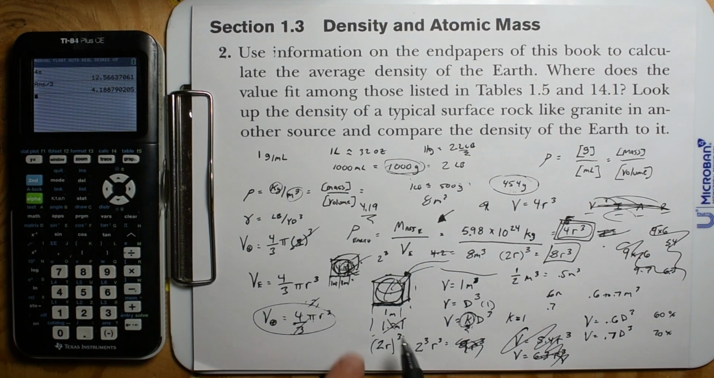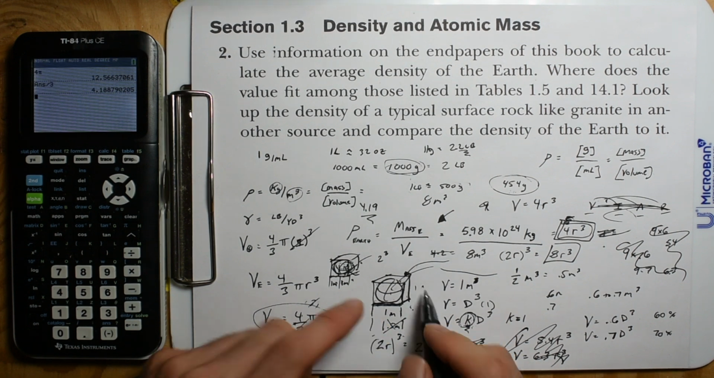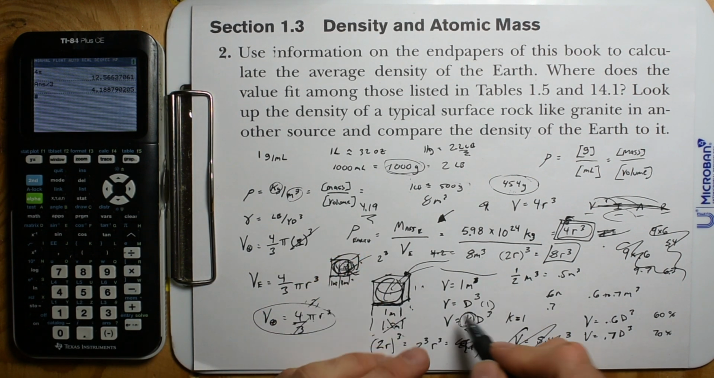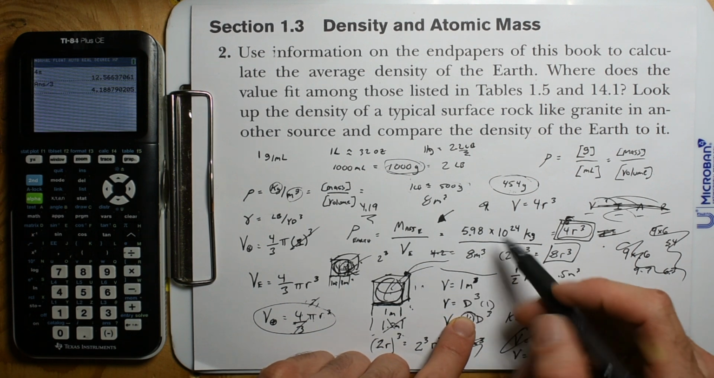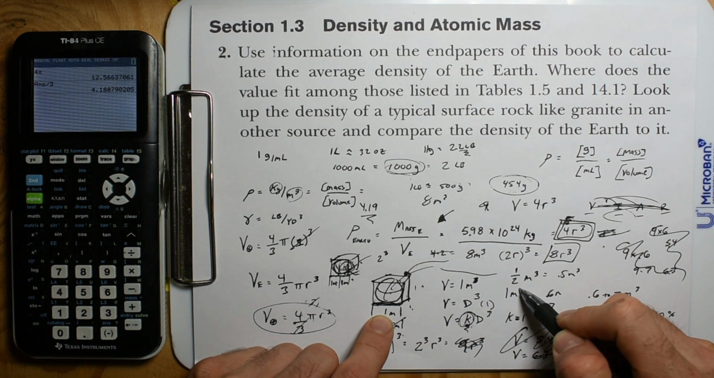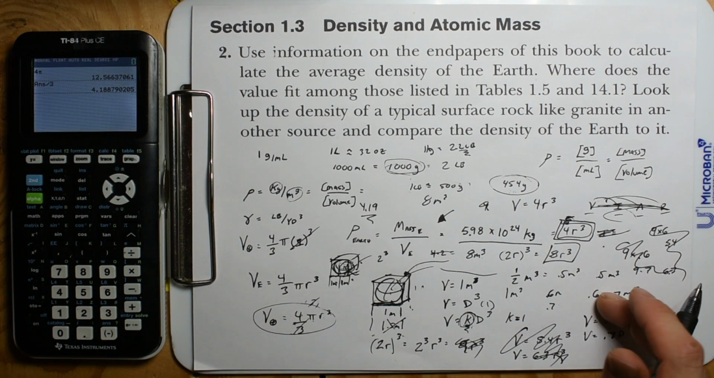Alright, let's see. When we said this was a cube of 1 meter by 1 meter by 1 meter, and the diameter was 1 meter, we said the volume was going to be 1. So this has a volume of 1 meter cubed. The sphere we thought had a volume of 0.5 meters cubed, and we wouldn't be too far off. You know what I mean?